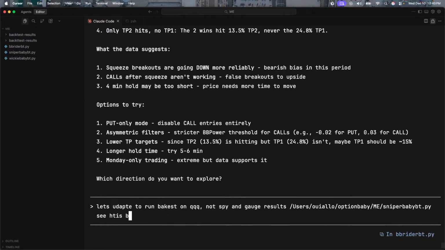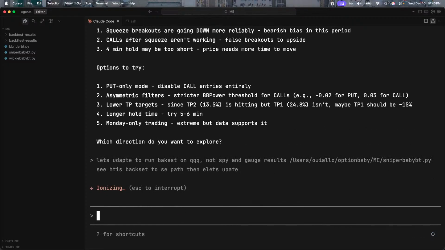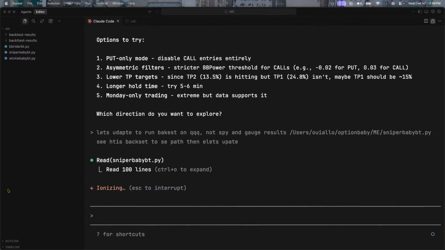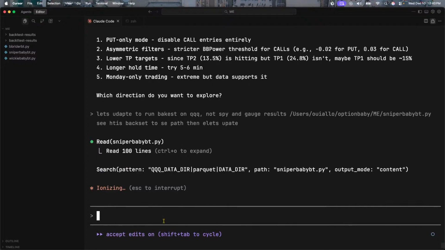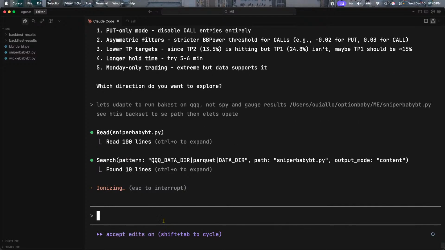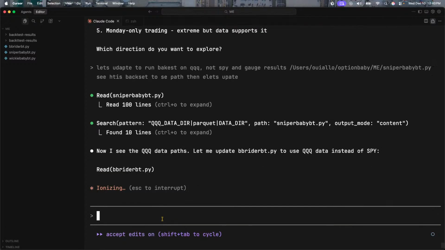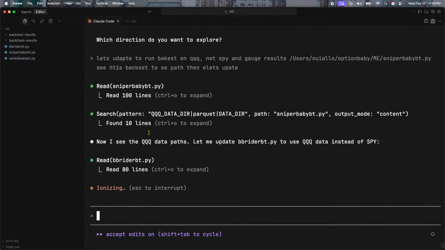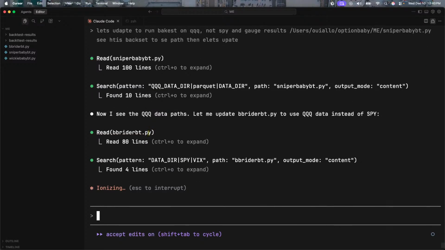See this backtest to see the path, then let's update. All right, beautiful. Now it's going to see the path. Now it's going to update it. It's literally just a one-line change. And then once it changes the backtest to QQQ, then we're going to test it on QQQ to see how well this strategy works.